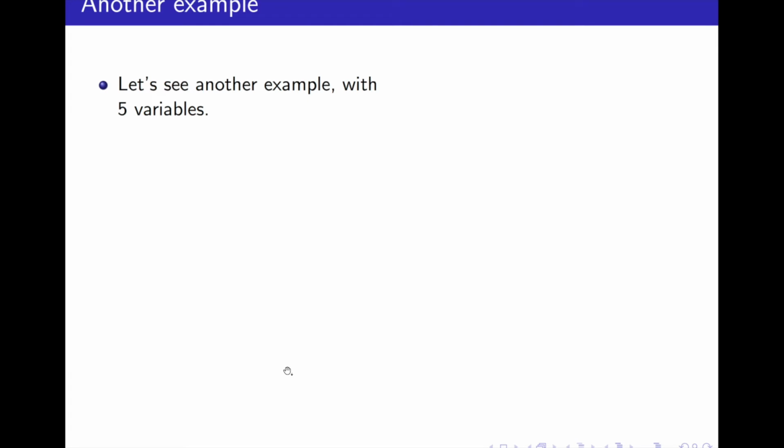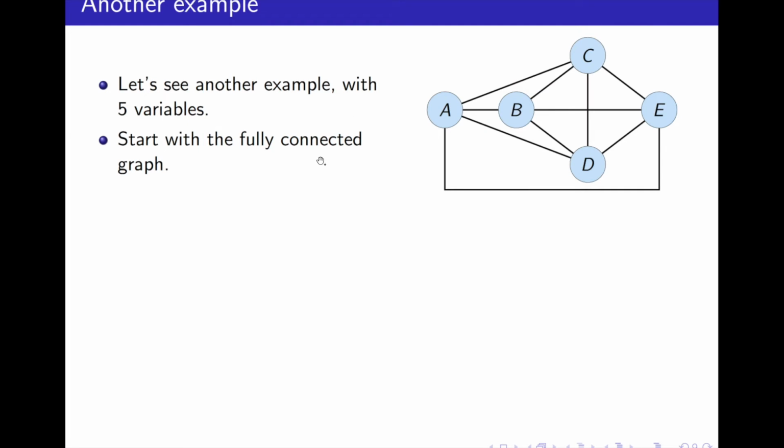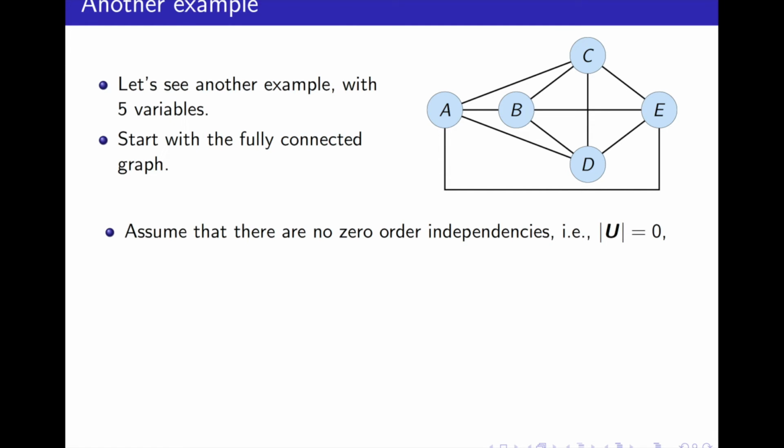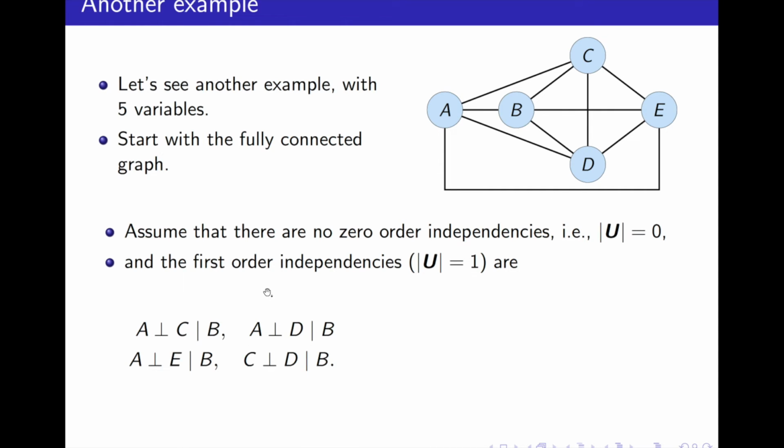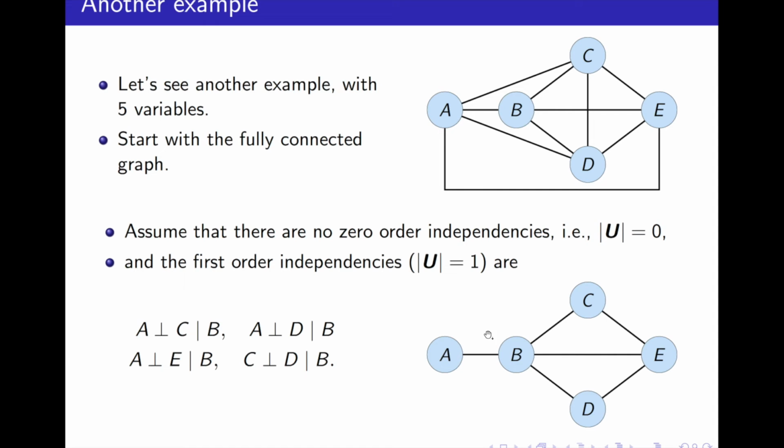Okay, so I would like to conclude with another example. Let's see one with 5 variables. We start with the fully connected network here, and then we look into the conditional independencies. We start with small u here. If there are no zero order independencies, u equals 0, then I cannot remove any edges. Now imagine that the first order independencies are as follows. So then, for example, A is independent of C conditioned on B. So that means that I need to remove the edge between A and C. I need to remove, similarly, the edge between A and D, C and D, and A and E.